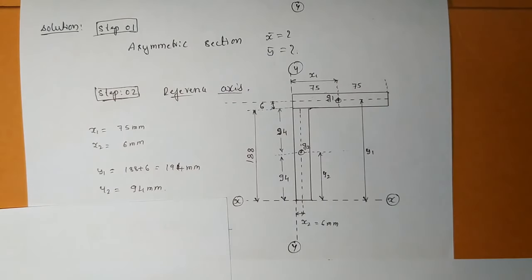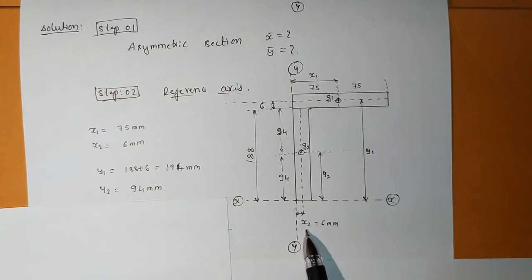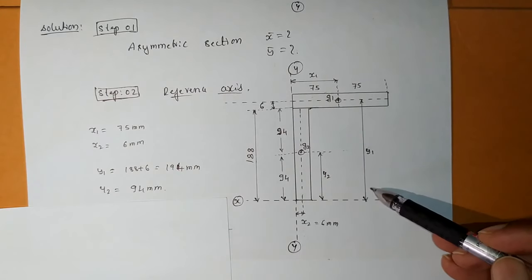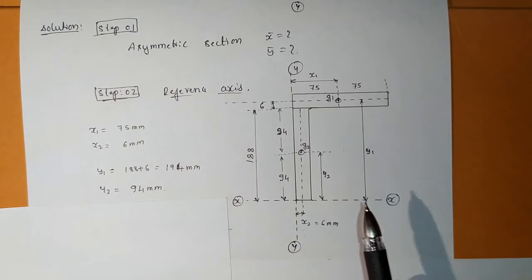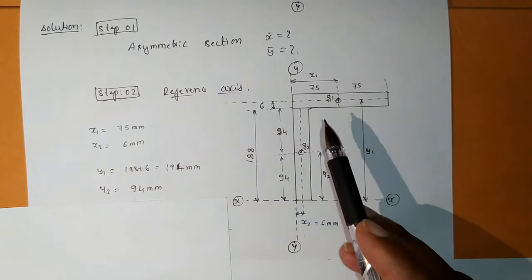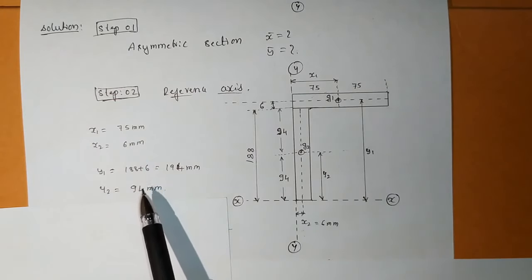Now if you mark all the dimensions on the main diagram, you will get it like this. This is x1 and this is x2, this is y1 and this is y2. We have already calculated all the centroidal distances: x1, y1, x2, y2. These are the values of x1, x2, y1, y2.